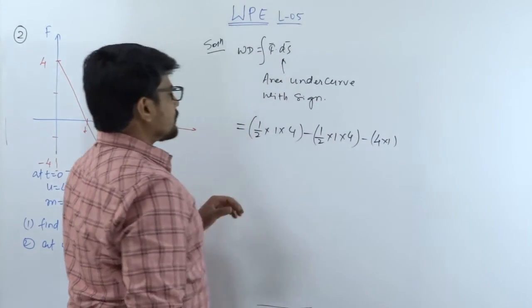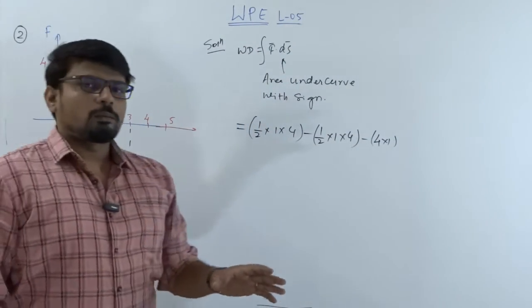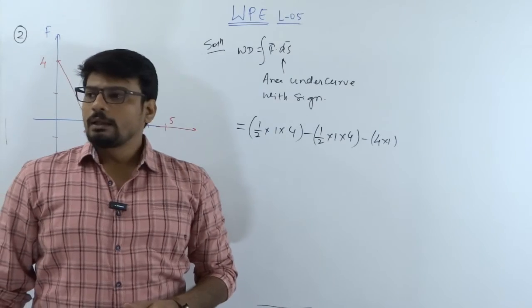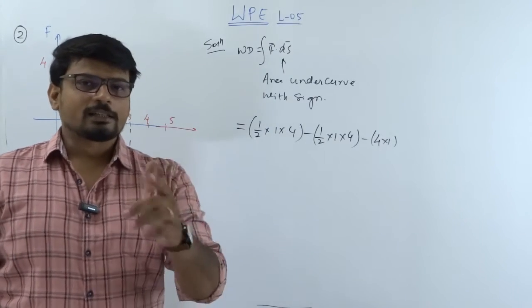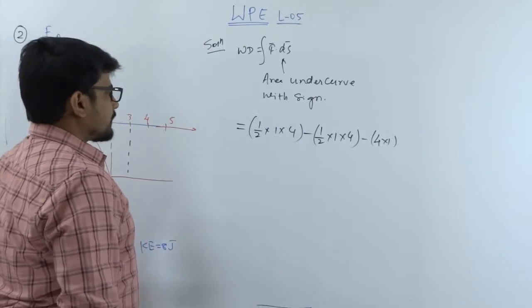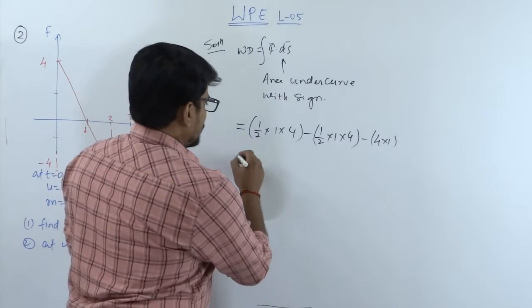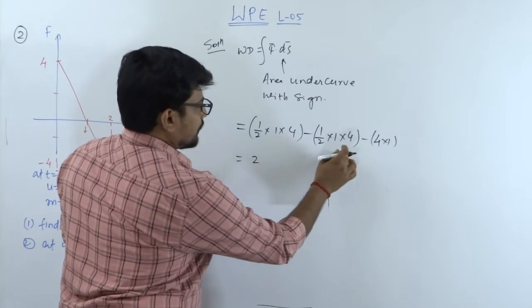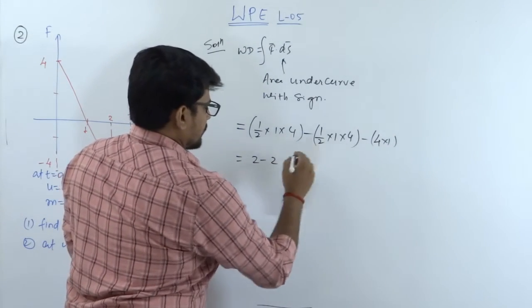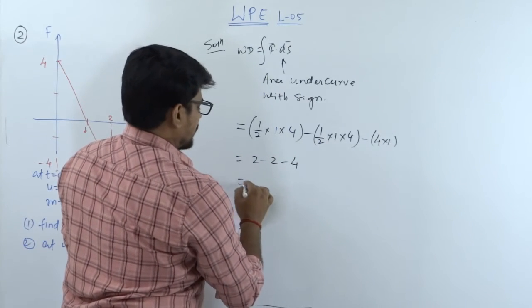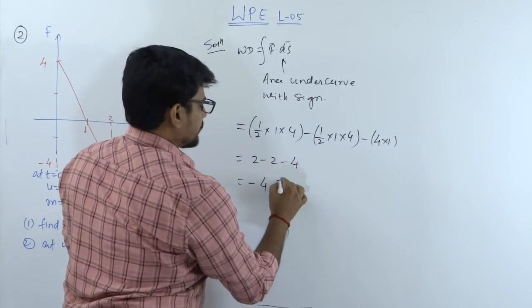Now this is the total work done, and we know that the net work done on a particle system is equal to the change in the kinetic energy. We know that. So let us figure out the work done. That should be 2. This is also going to be 2. That is going to be -4. Well, that is going to be -4 joule.